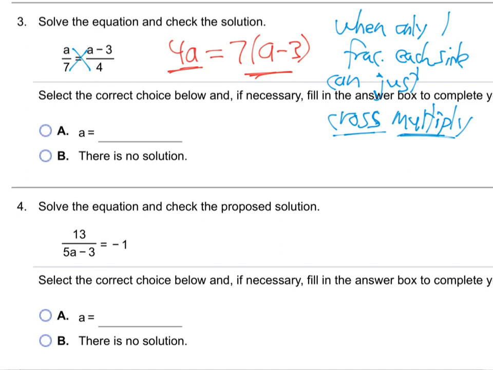It saves you some work. You don't have to think about common numbers. But if you want to just do common denominator all the time, that'll work. It's the same result as we saw. So all right, let's take it from there.